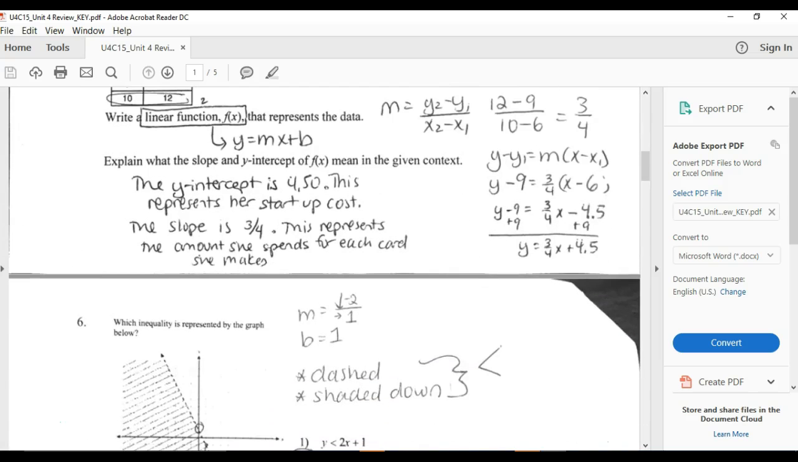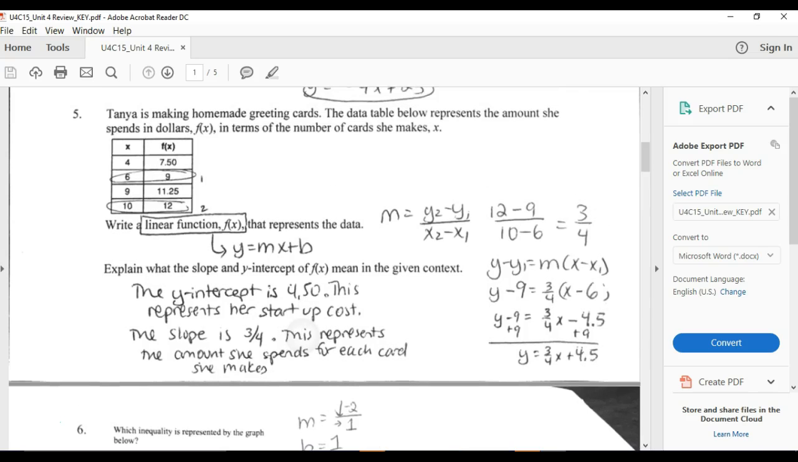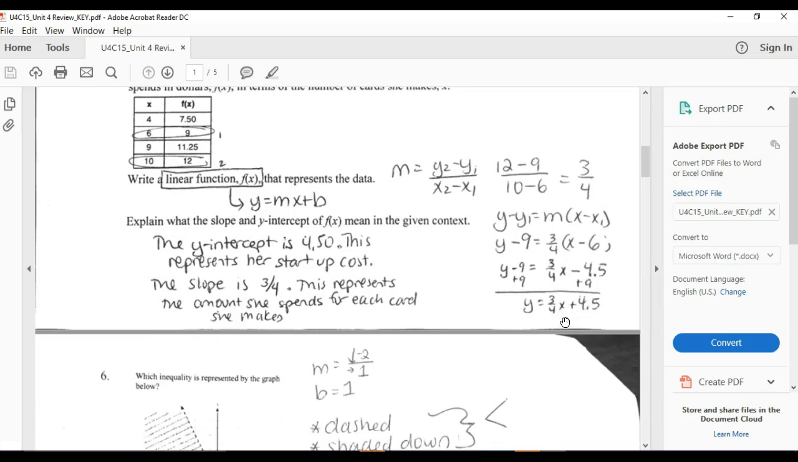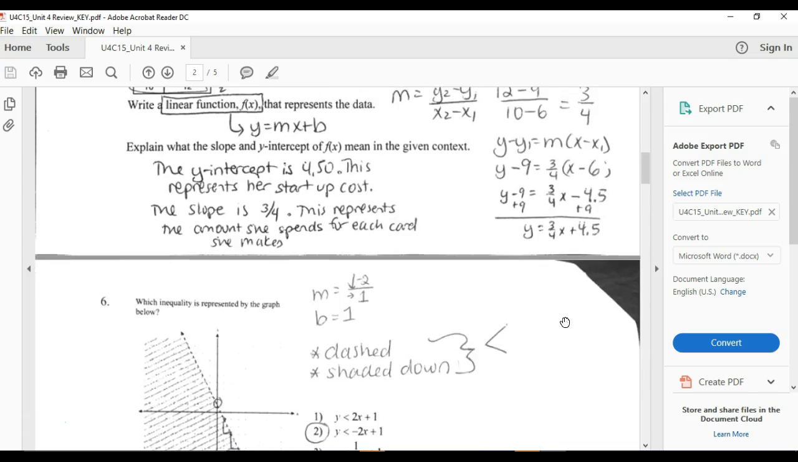Okay? So the y-intercept is 4.5. This represents her startup cost. So this represents how much money she starts with. So in this case, she's starting with $4.50. Okay? So the 3 over 4, this represents the amount of money she spends on each card she makes. So 3 over 4, she spends about, and we'll turn this into a fraction, 75 cents per card. So she spends 75 cents per card, and she started out with $4.50.